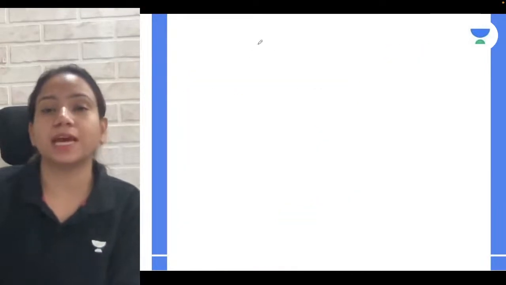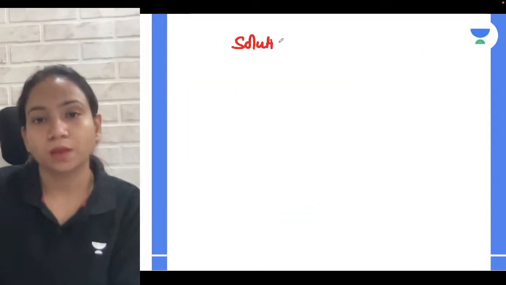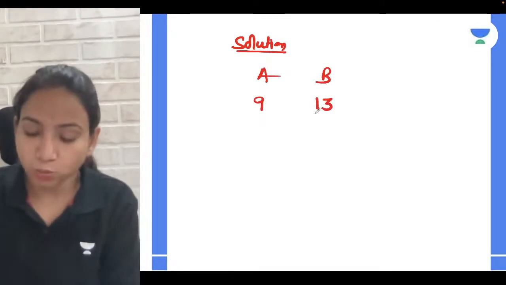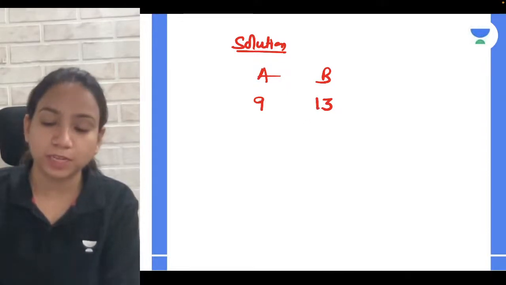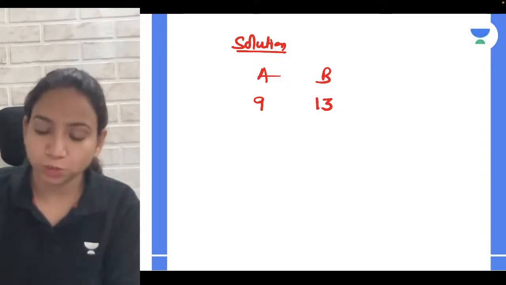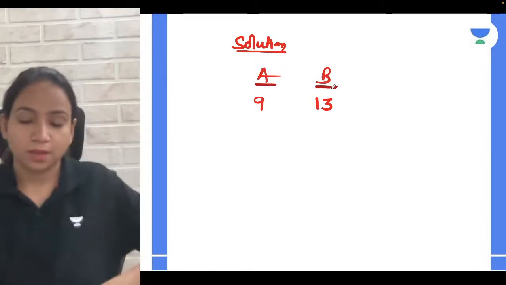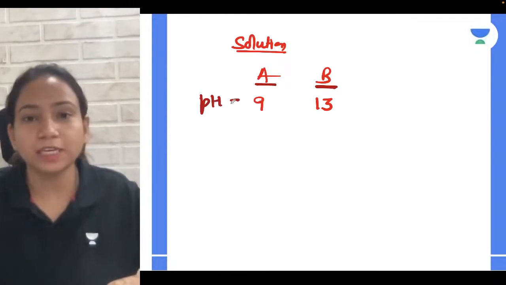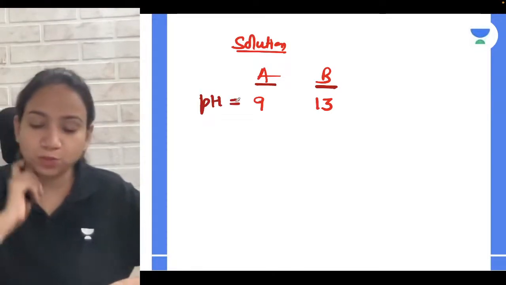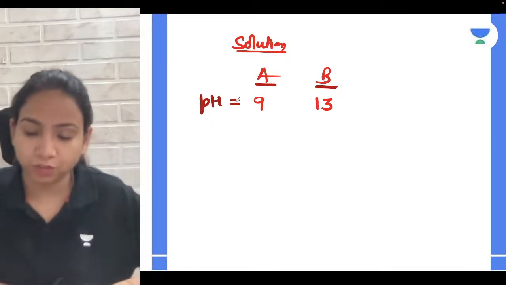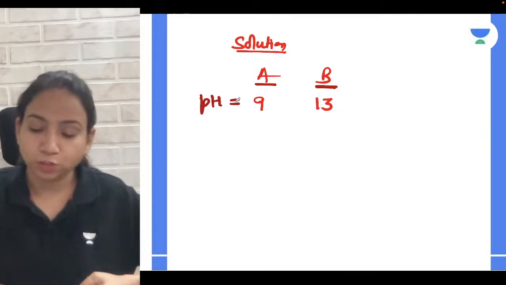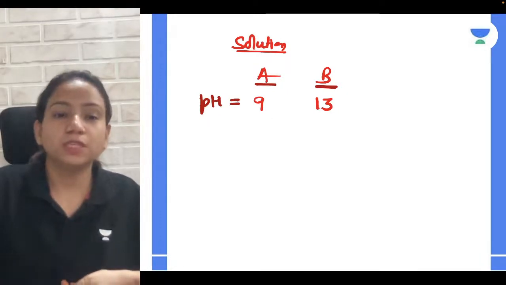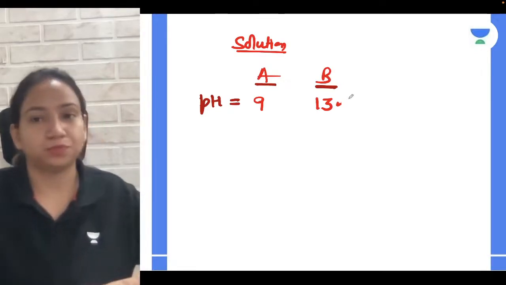But in the case of bases, guys, suppose they have given you solution A and B, but one has pH 9 and another has pH 13. Which one is going to be a strong base? Can everyone tell? A with pH 9 or B with pH 13? Very good, Vartika. Good, Abhishek. The one with pH 13, absolutely correct. Solution B is the strong base.